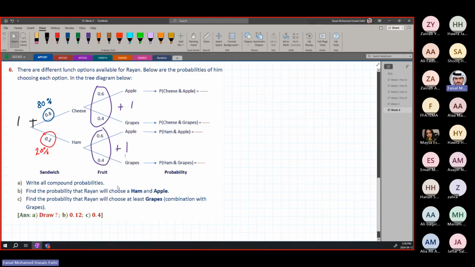Write all the compound probabilities. If we want to go through it very quickly, the first option is we have cheese, apple.